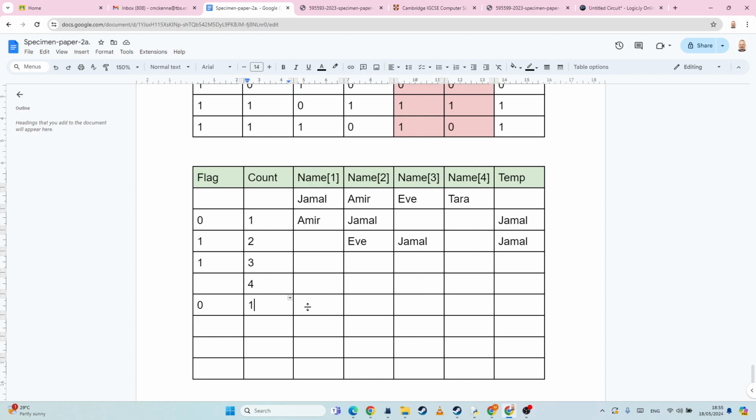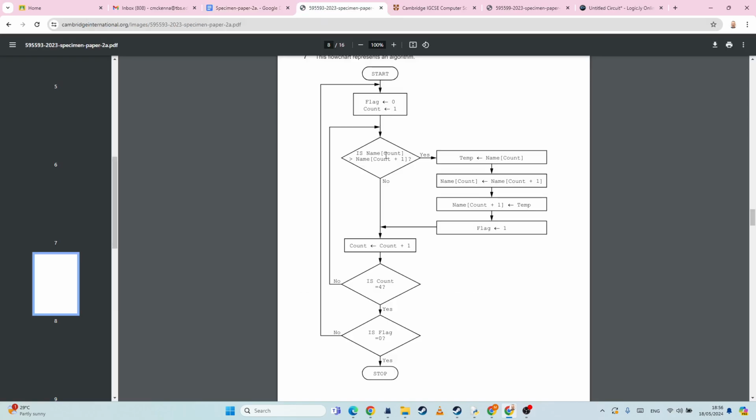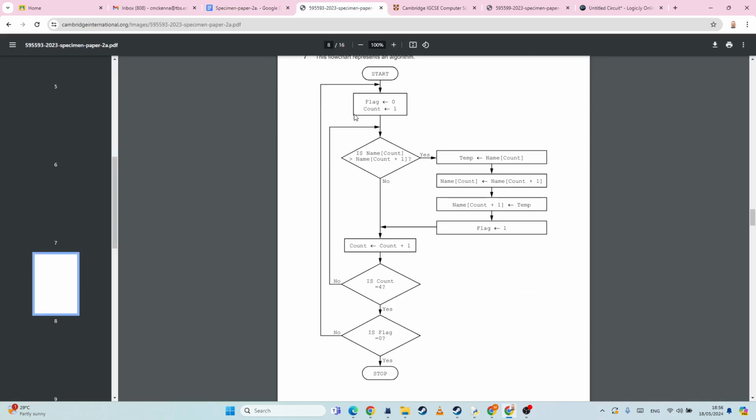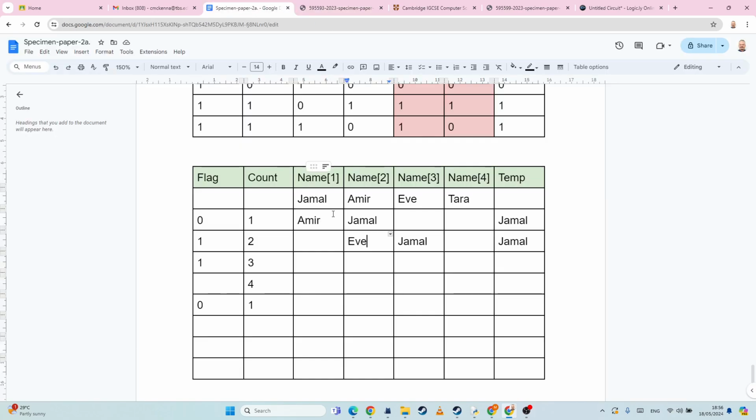Let's see. So once again, we are going to take the name at position count, which is currently Amir. Is Amir greater than Eve? Okay, so that's count plus 1. No, it isn't. So we add 1 to the count and check if it's 4. So we add 1 to count, which is 2. Is it 4? No, it's not.